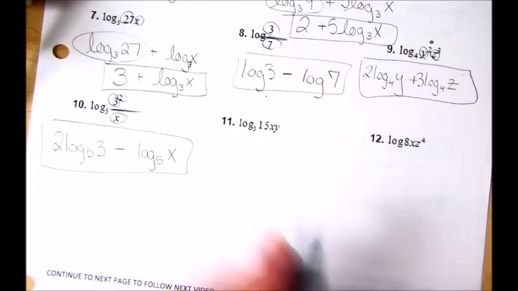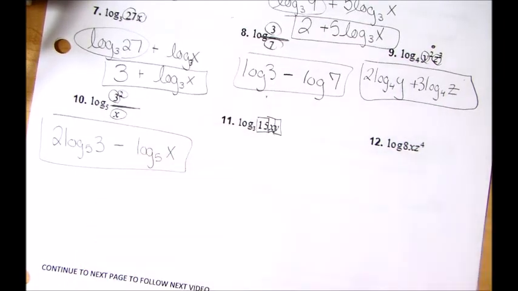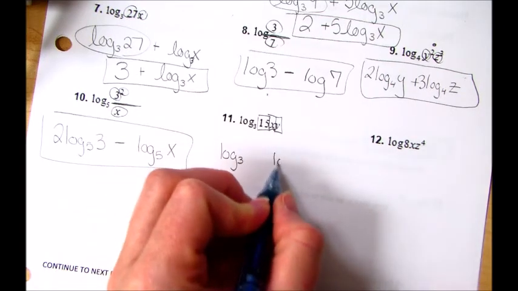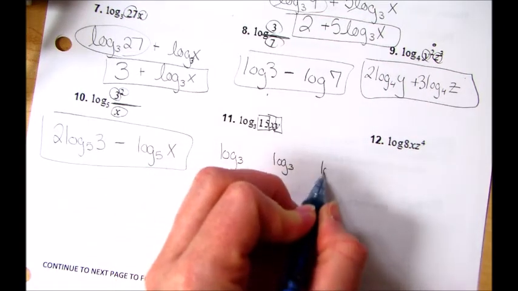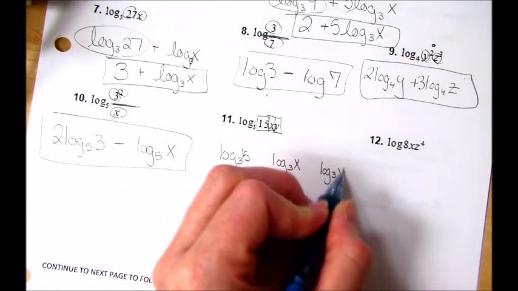Number 11. I see I'm going to need a log for the 15, for the x, and for the y. So I'm going to need 3 logs. So they each have a base of 3 as indicated. This one has a 15. This one gets the x. This one gets the y.